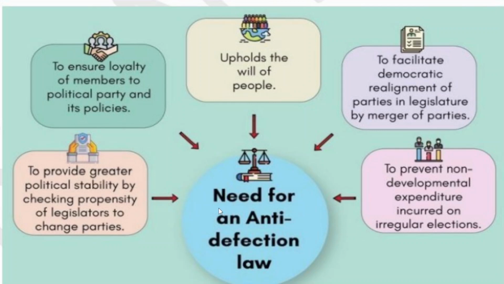Now, what is the need for the anti-defection law? Why do we need it? It upholds the will of the people, right? These legislators cannot defect from the political parties on whose ticket they were elected. So that actually represents the will of the people. Therefore the anti-defection law upholds the will of the people.